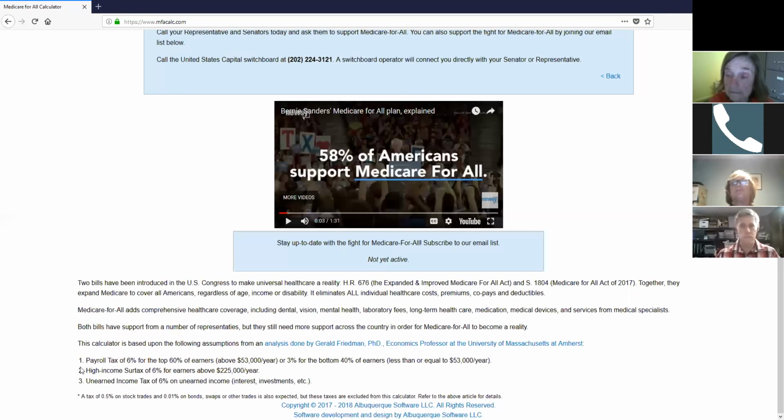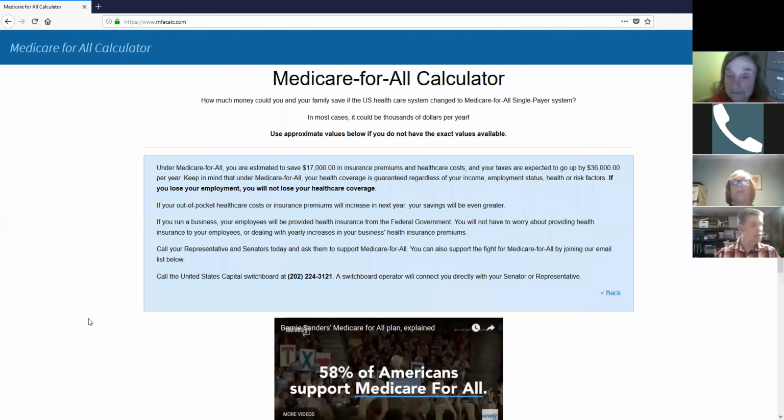And then anyone who makes over $225,000 per year in total income. No, actually, it's $225,000 per year, I believe, in earned income, not total income, it's earned income. That's taxed at an additional 6% surtax. So it's not an additional 6% tax on their income. It's a 6% tax on the 6% additional earned income. Hopefully that wasn't too confusing. It took me a while to figure out exactly what was meant by surtax. So that is the quick overview of the Medicare for All calculator.